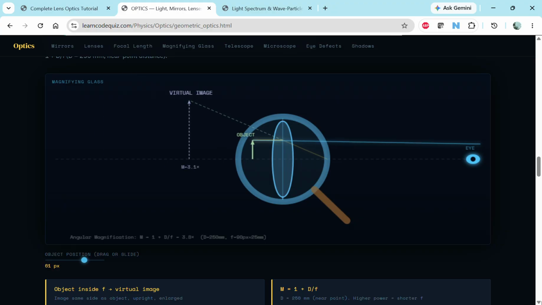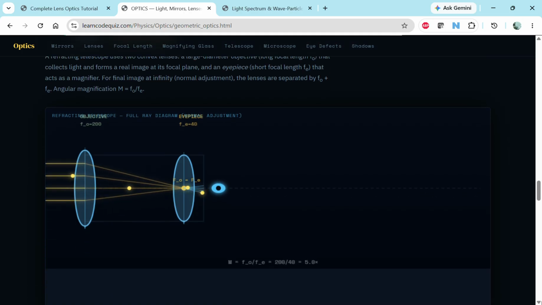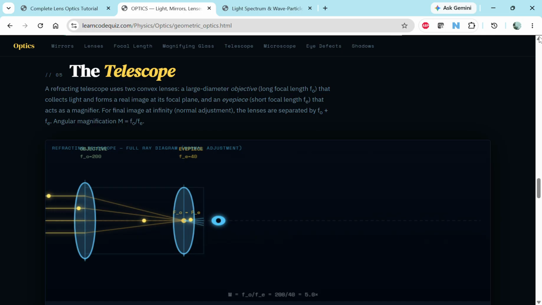Okay, so now next question is, how does a telescope work? What is a telescope? A telescope is something that lets you see objects which are very far away, from a distance. So what does a telescope have? It has two convex lenses. And what is a convex lens?